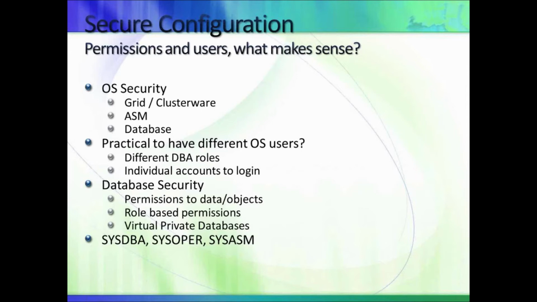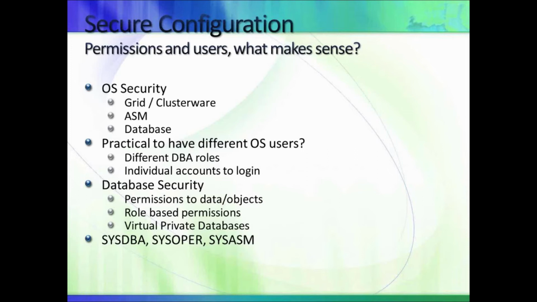If you look at the OS security, you're looking at three different parts now of the database. You're looking at the grid and clusterware, which can have a separate OS user. You're looking at ASM, which is the Automatic Storage Management piece, that can have another user. And you're looking at the database as being another user as well. With those different users, you can either create them as separate users, or you can grant it all to Oracle and install with one user.